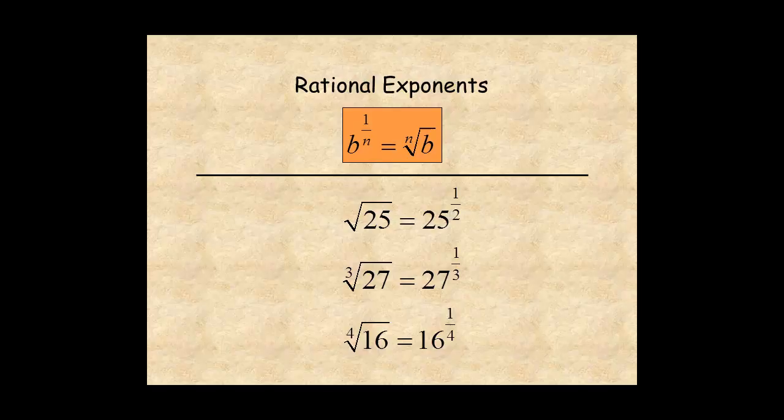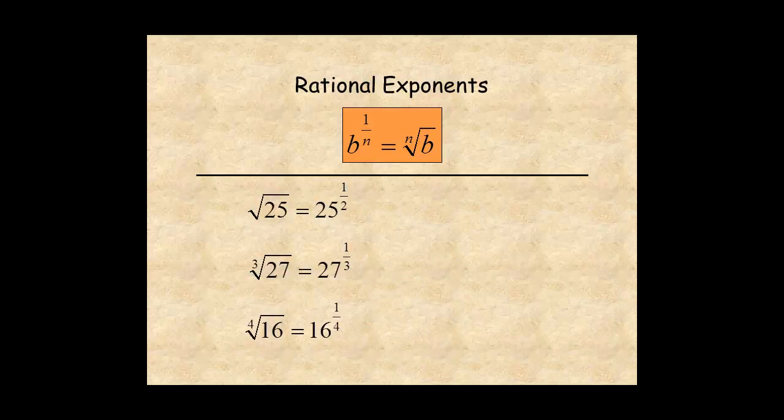So 25 to the power of 1/2 is the same as the second root or square root of 25. And 27 to the power of 1/3 is the same as the third root or cube root of 27. And 16 to the power of 1/4 is the same as the fourth root of 16. If you look at these expressions more closely, you'll see this notation makes sense.